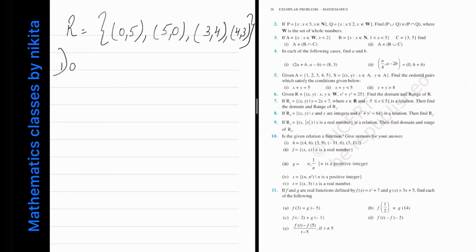Now what is the domain? Domain is the set of all first elements. So the domain will contain 0, 5, 3, 4. So domain of R is the set {0, 3, 4, 5}. Okay. And range is the set of all second elements.